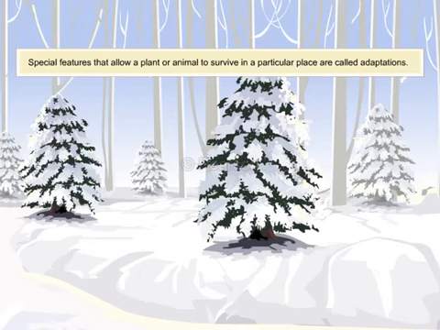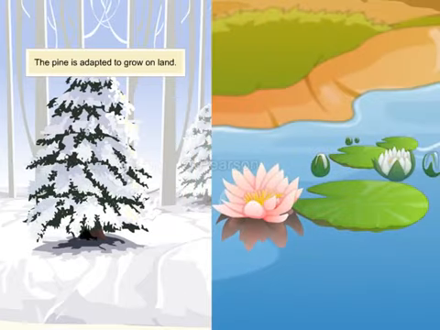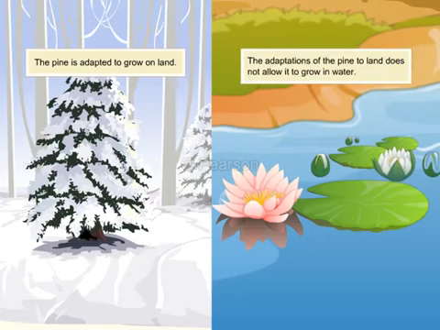Special features that allow a plant or animal to survive in a particular place are called adaptations. As adaptations of a plant for a particular region help it survive there, they make it equally difficult for the plant to survive in a different place. That's why certain plants are found in one region but not in another region.